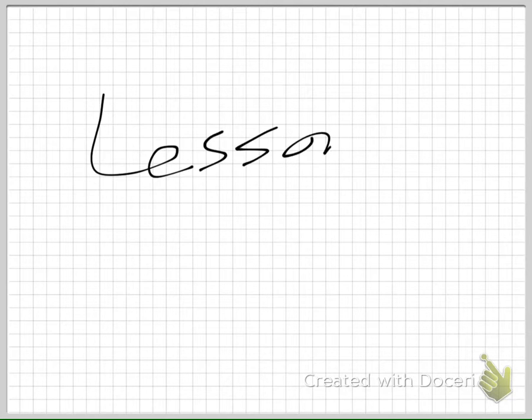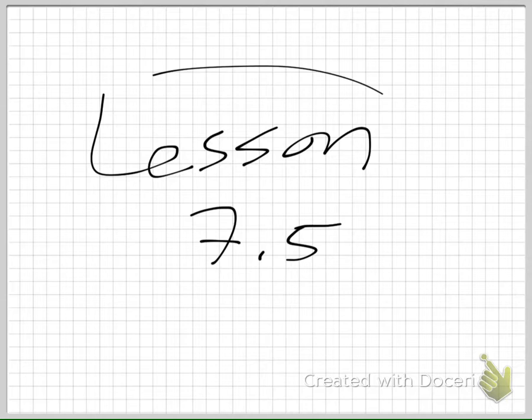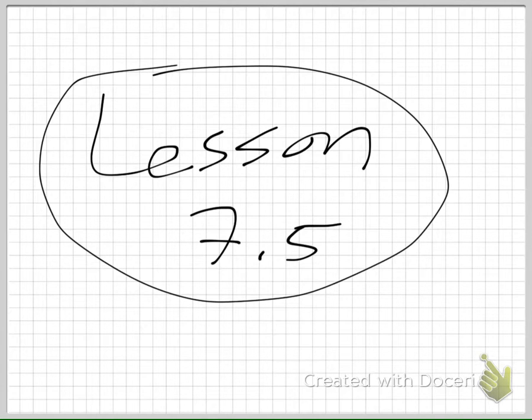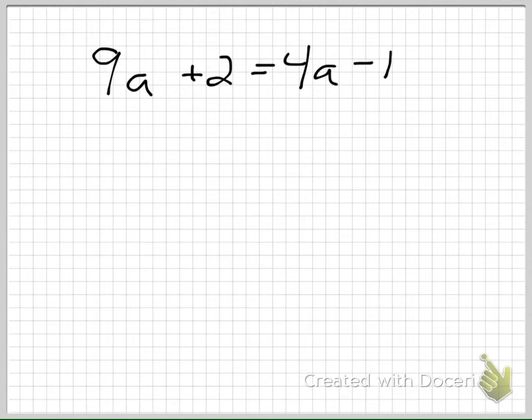All right, this is Pre-Algebra lesson 7.5, solving equations with variables on both sides. So here's the deal. I'll show you a simple one: 9a + 2 = 4a - 18. Let me show you how to do this, so pay attention.